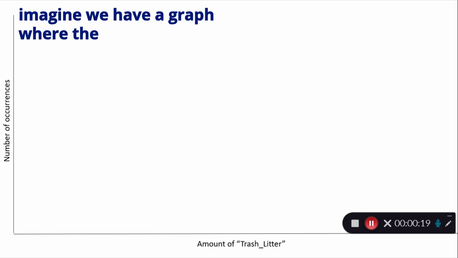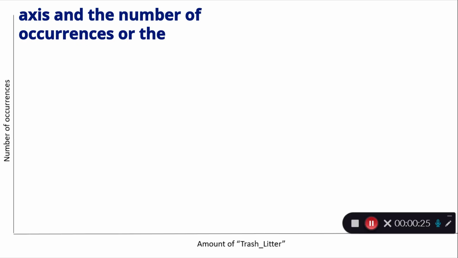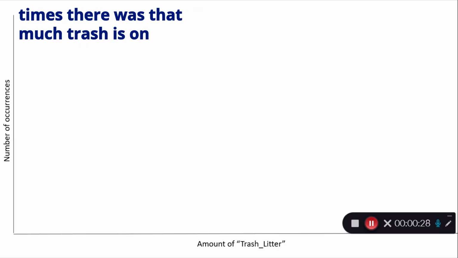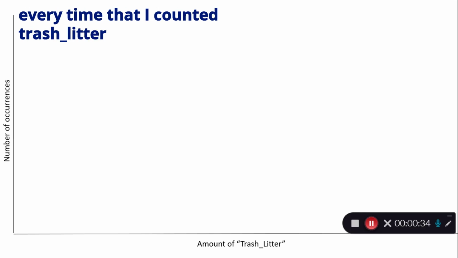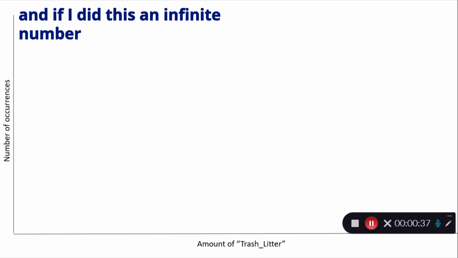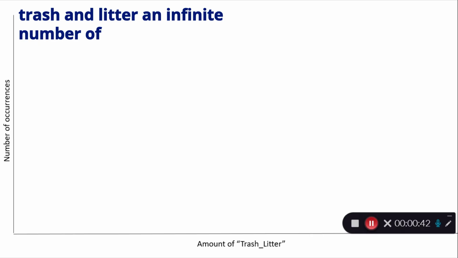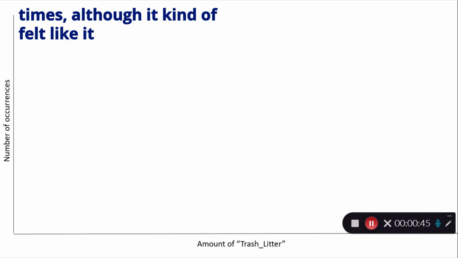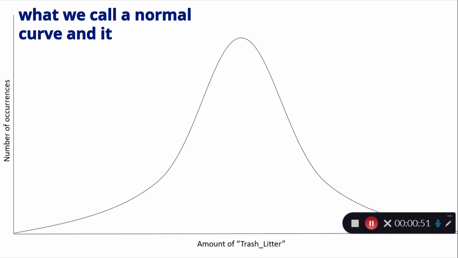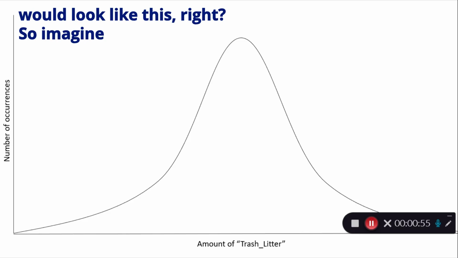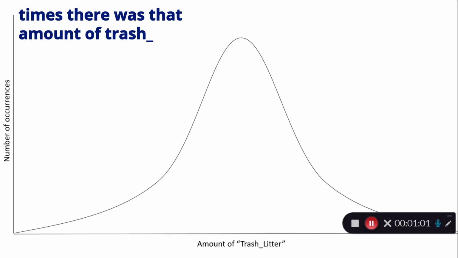Imagine we have a graph where the amount of trash litter is on the x-axis and the number of occurrences, or the times there was that much trash, is on the y-axis, right? If you plot every time that I counted trash litter, and if I did this an infinite number of times, luckily I did not, although it kind of felt like it at times, the graph would come close to what we call a normal curve, and it would look like this. So imagine this graph represents the number of times there was that amount of trash litter.